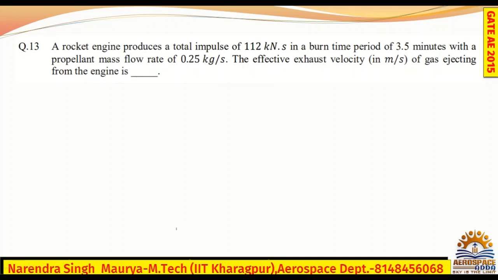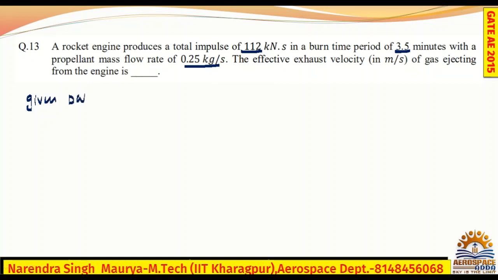And here the problem is: a rocket engine produces total impulse 112 kilonewton second in a burn time period of 3.5 minutes with a propellant mass flow rate 0.25 kg per second. The effective exhaust velocity of gas ejecting from the engine is? So we'll write the given data first.